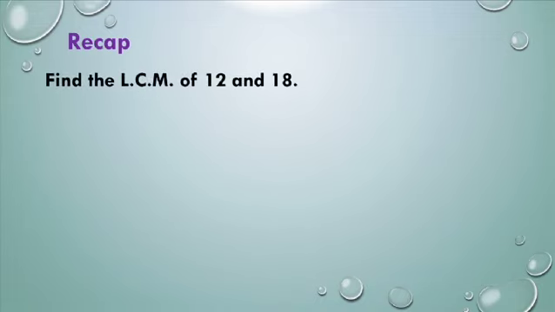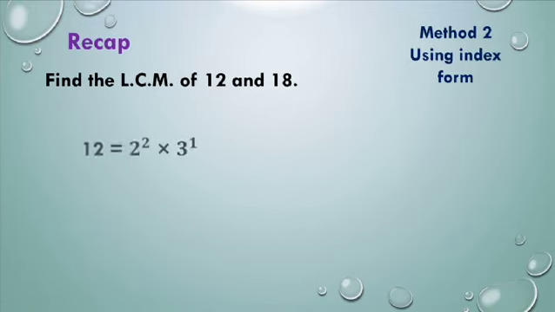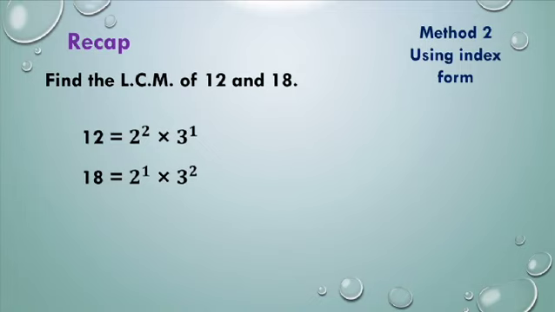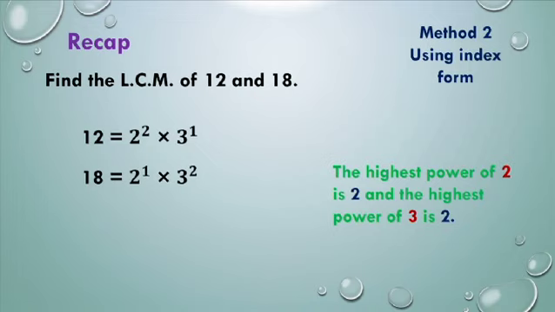Now, I need to find the LCM of 12 and 18 again, but this time we're going to use the index form method. So 12 can be written as 2 to the power of 2 times 3 to the power of 1. 18 can be written as 2 to the power of 1 times 3 to the power of 2. So here the highest power of 2 is 2 and the highest power of 3 is 2. So the LCM is going to be 2 to the power of 2 times 3 to the power of 2, which gives me 36. For this method, I'm going to consider the highest power.